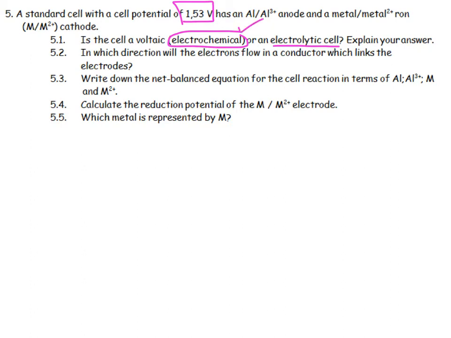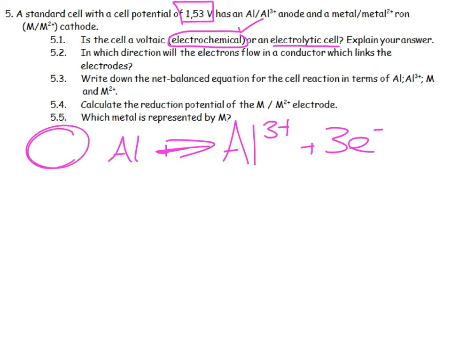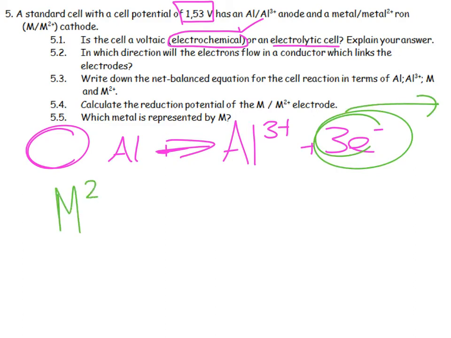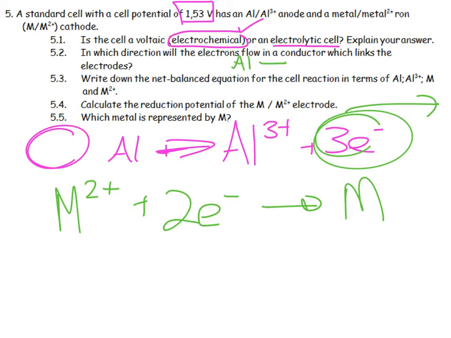In which direction will the electrons flow in a conductor which links the electrodes? Well, aluminium has been given to us beautifully here. Its aluminium goes to Al3+ plus 3 electrons. That is quite clearly an oxidation. If it's an oxidation, that means that the electrons must flow from the aluminium, because here those electrons are, they need to go somewhere, towards the other metal, which I do not know. It is M2+, which is going to obviously then gain 2 electrons and become metal. So in which direction do the electrons flow? From the aluminium to the metal.